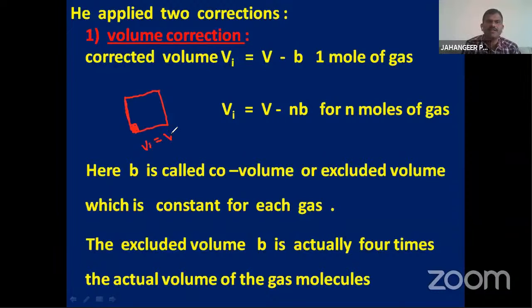That means Vi is equal to V, the total volume of the container, minus nb. n means number of moles, and b means excluded volume, also called co-volume. By subtracting it from the total volume of the container, we get the ideal gas volume Vi. So this is the volume correction: Vi is equal to V minus nb for n moles of gas.